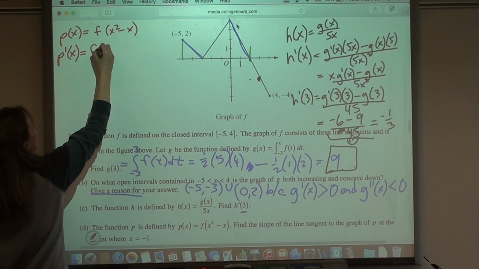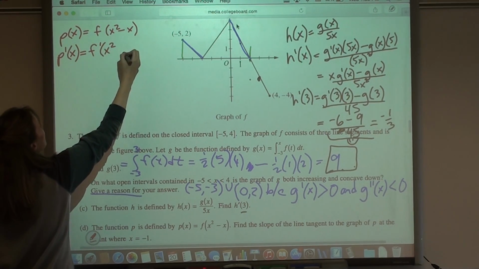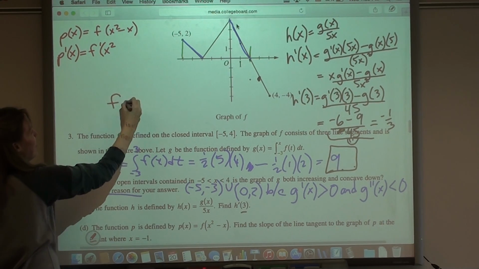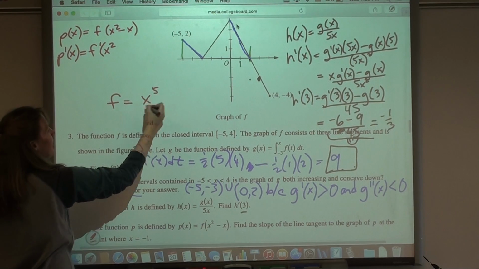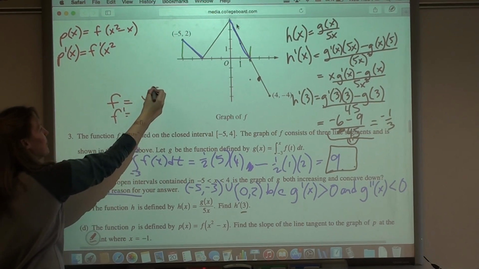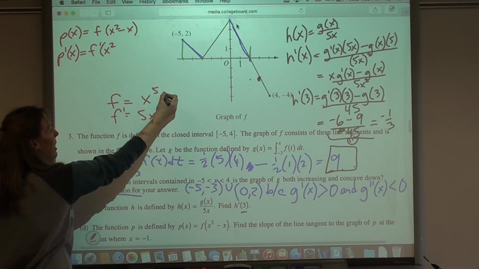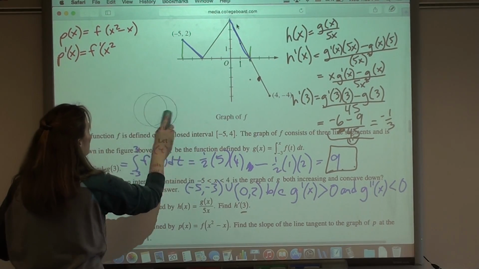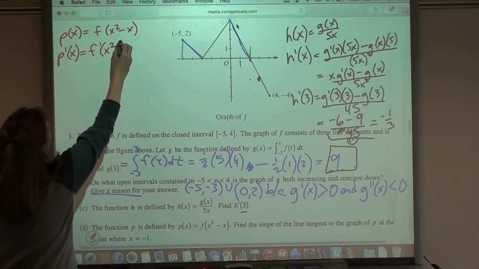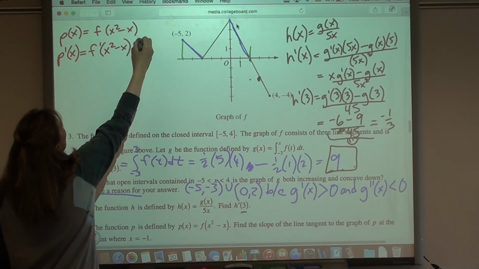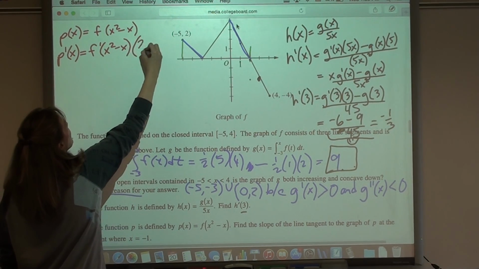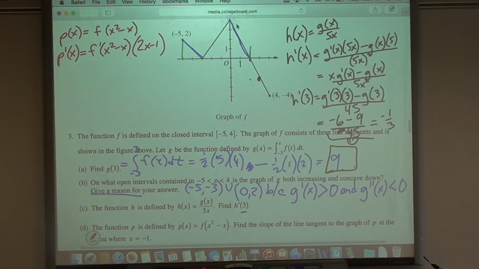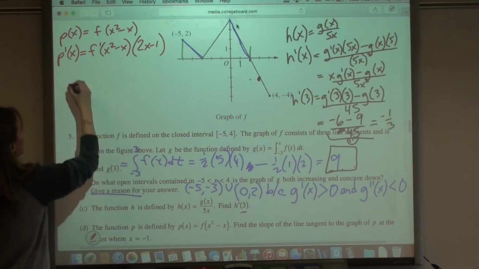No, power rule says if f is x to the fifth power, then f prime is 5x to the fourth. That's power rule, the derivative of a function raised to a power. Chain rule means you take the derivative of the outside times the derivative of the guts. Okay, we want this at x equals -1.